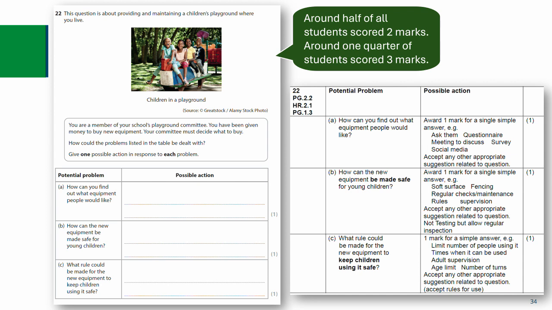How would you find out what equipment people wanted? Well, you could ask them questions. You could have a meeting. You could even have a social media survey. How would you make it safe for equipment? What equipment can be dangerous? Well, you might have a soft surface, put a fence around it, make sure there's regular checks and maintenance. Any of those would do. And what rules might you need? Well, any equipment for children, a very likely rule is to have adult supervision, but there are other possibilities, many of which students will be familiar with in their everyday life. Age limits to behaviour, number of turns, number of children who are allowed on at any one time. Any of these would have been acceptable.